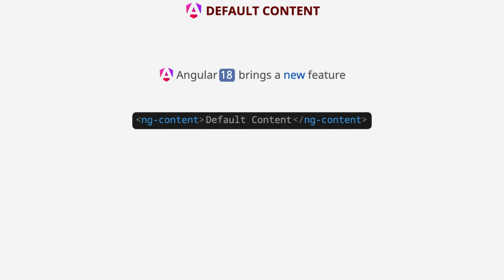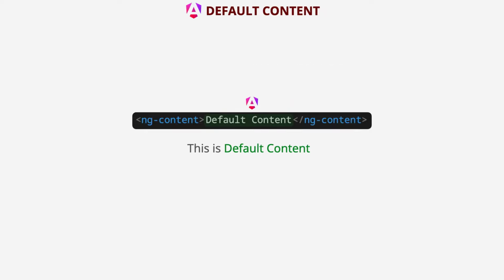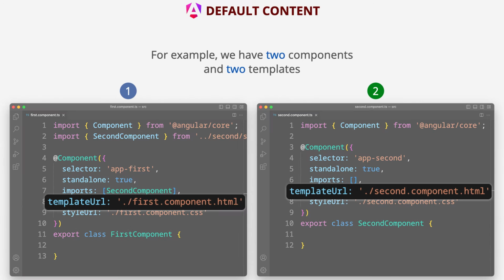Angular 18 brings a new feature for the ng-content element: default content. How does it work? For example, we have two components and two templates.